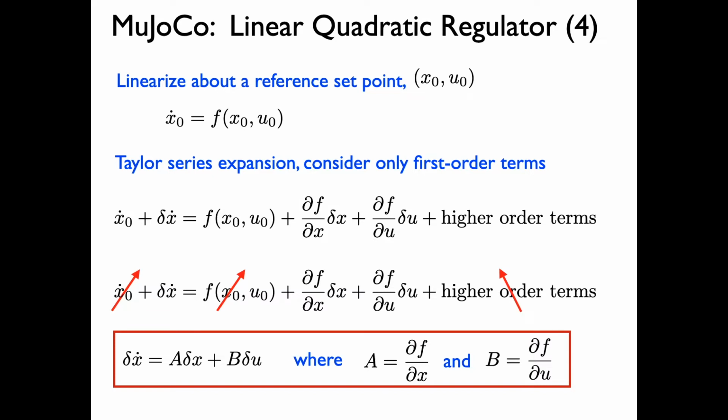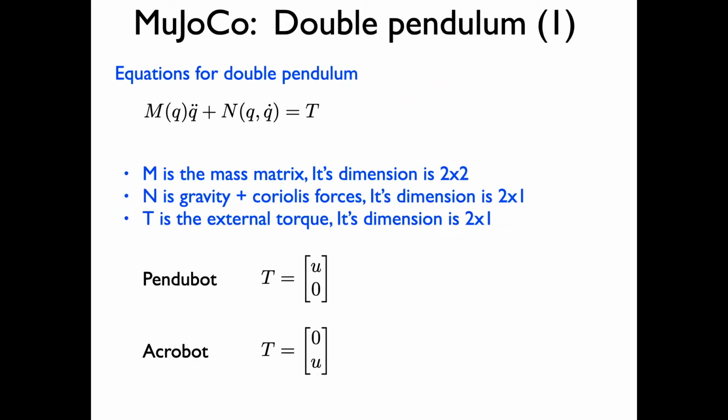So what is f? The equations for a double pendulum look like this: the mass matrix, which is a function of q, only the angles, times q double dot, which is the acceleration, plus n(q, q dot), which has the gravity term and Coriolis terms, equals the external torque. Here M, in our specific example, is 2 cross 2. N is gravity and Coriolis, dimension 2 cross 1, a vector. T is an external torque, its dimension is 2 cross 1.